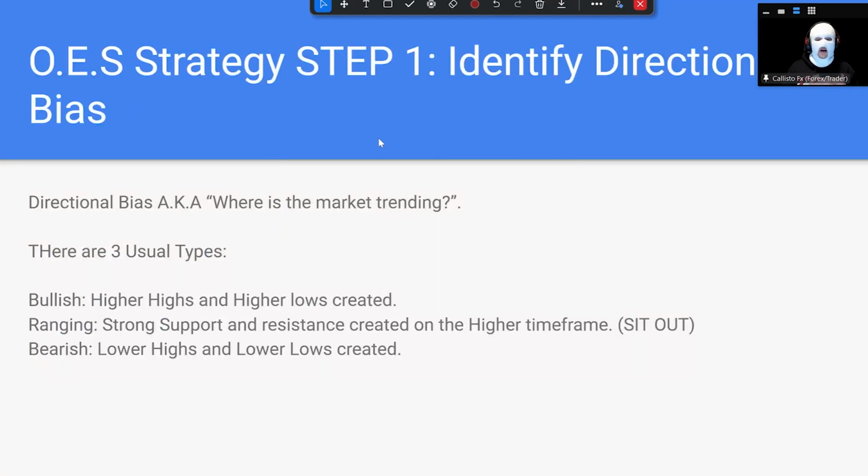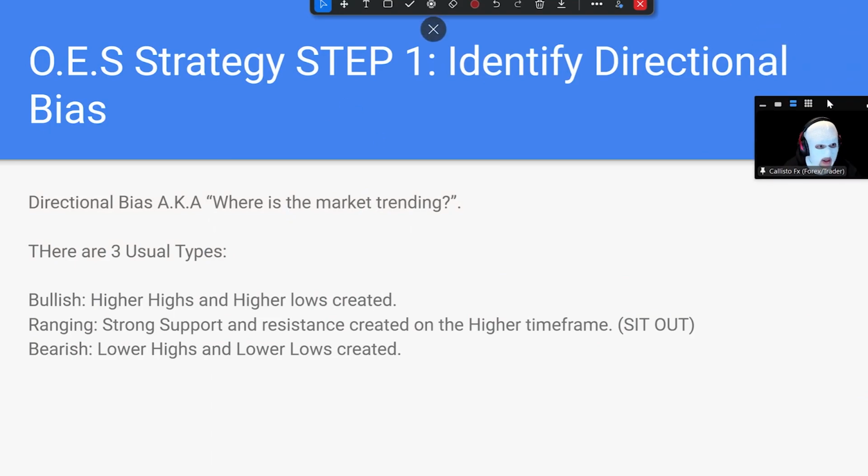First step here, all you gotta do is identify your directional bias. Take this down. Now, what is directional bias? For those of you here that are new, basically, where is your market heading? Going up, going down, or is it going to range? You must understand where the market is trending. Like I mentioned earlier on, the Fibonacci strategy here is best used in a trending market. So there are usually three types.